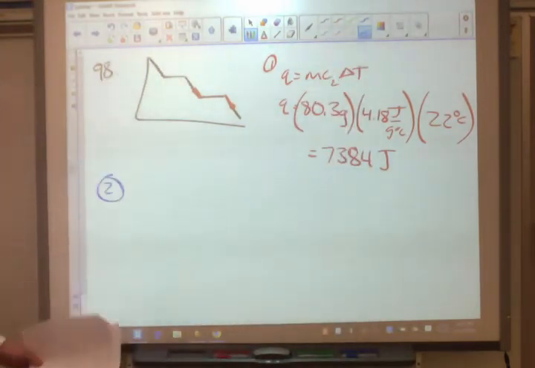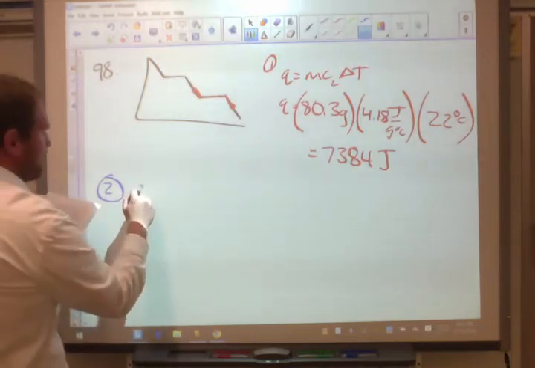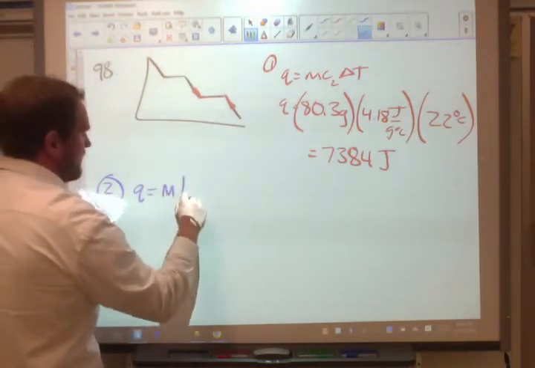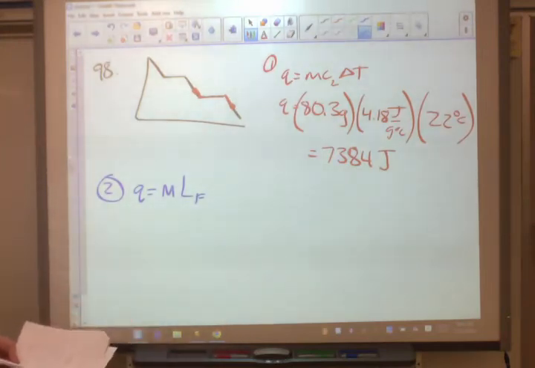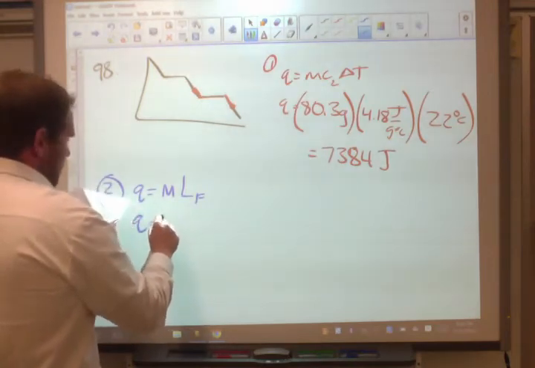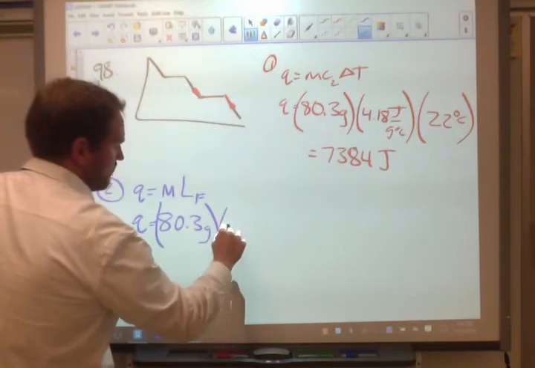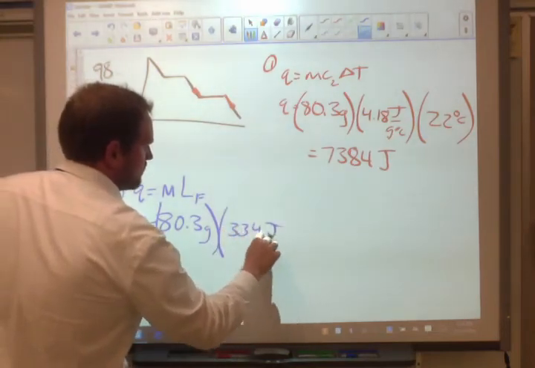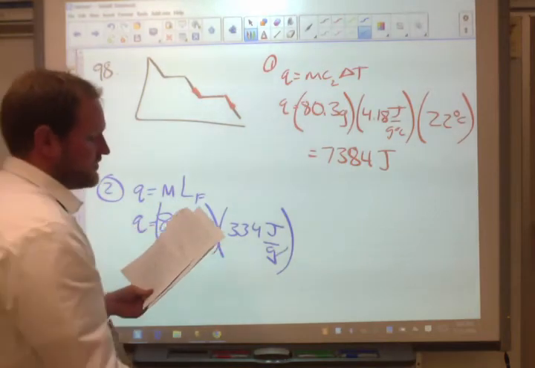Step 2, we've brought the water down to freezing point, and now we need to actually freeze it. Formula for this, Q equals M times LF, latent heat of fusion. Your teacher might call that HF, just so you know. Q equals 80.3 grams times the latent heat of fusion of water, which is 334 joules per gram. And the answer you get is 26,820.